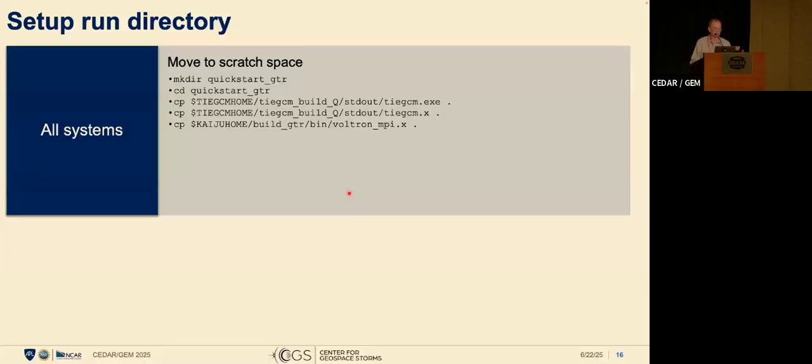So the TIEGCM.exe, which is the standalone, the TIEGCM.x, which is the coupled version, and the Voltron piece, the Kaiju piece that you built. Copy those into your run directory.